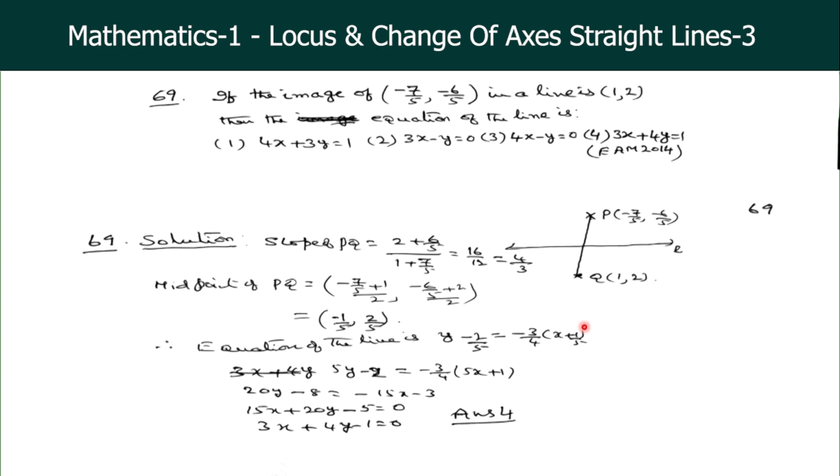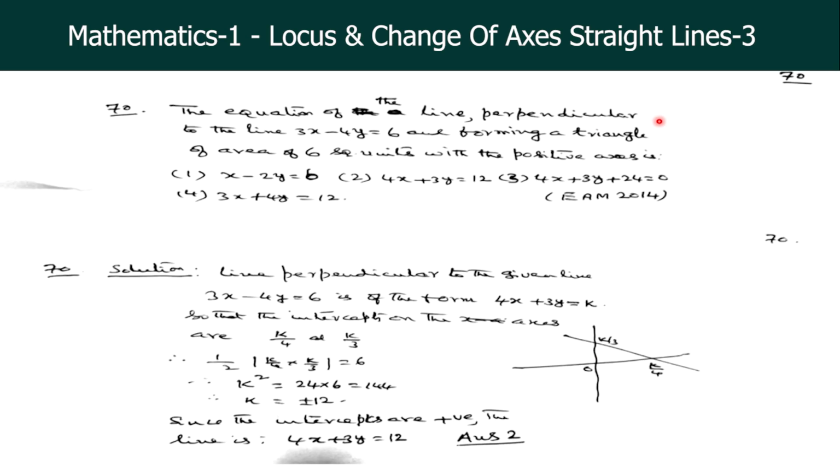Because the slope of the required line must be minus 1 by the slope of the line PQ, it is minus 3 by 4. So 5y minus 2 is equal to minus 3 by 4 into 5x plus 1. If you simplify it, you get the line equation 3x plus 4y minus 1 equal to 0. So 3x plus 4y minus 1 is equal to 0. The correct option is option number 4.